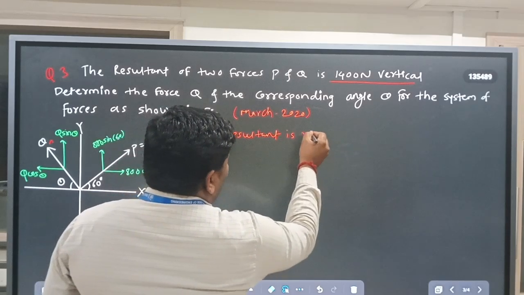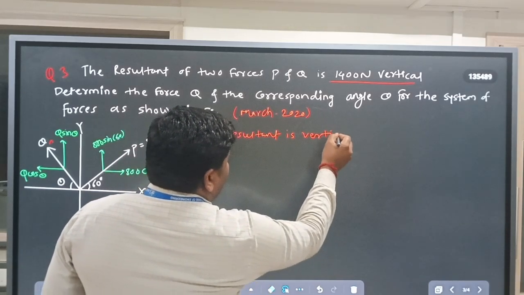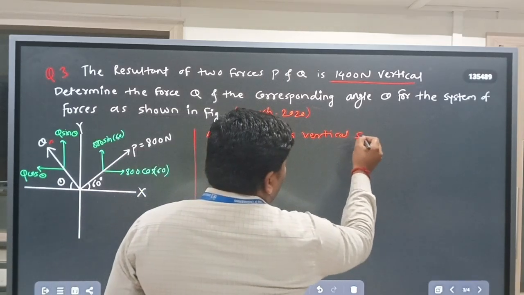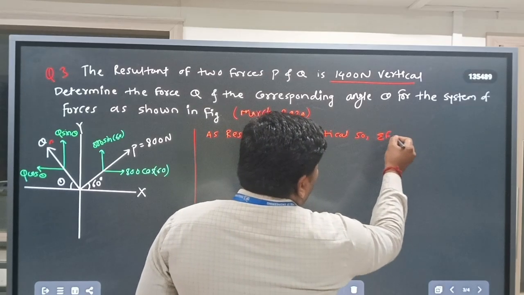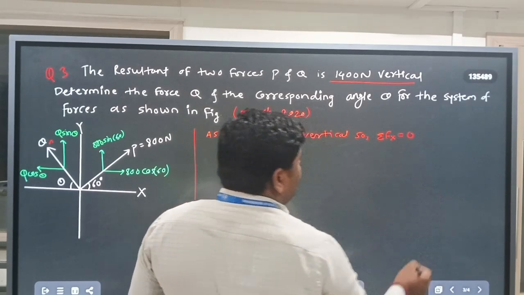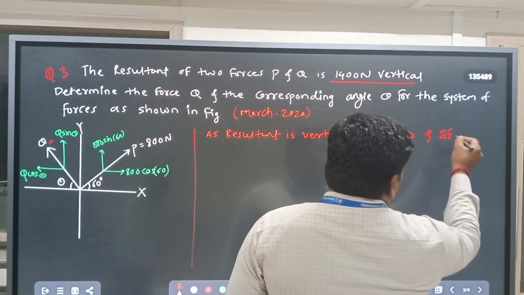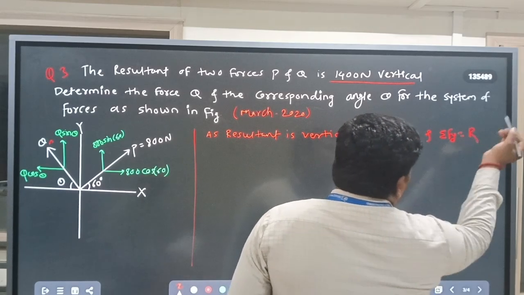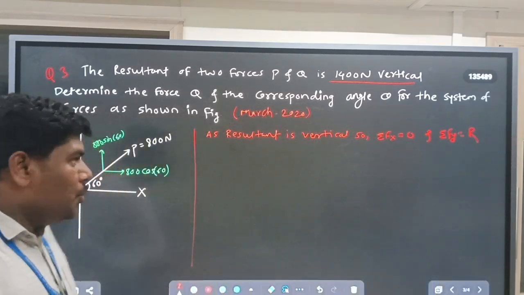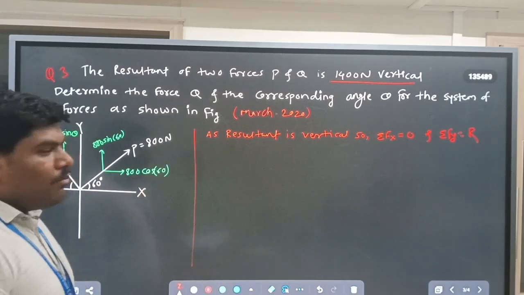Okay. So here the most important condition you have to write is that the resultant is vertical. So the horizontal component of the resultant is 0 and the vertical component of the resultant is equal to R. You have to use these two conditions to solve the problem.